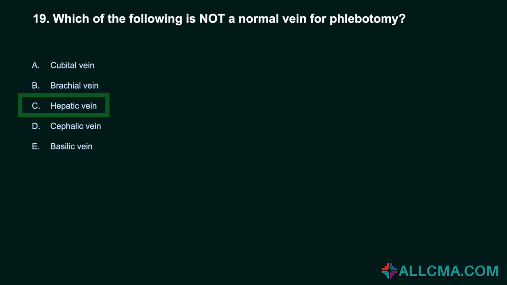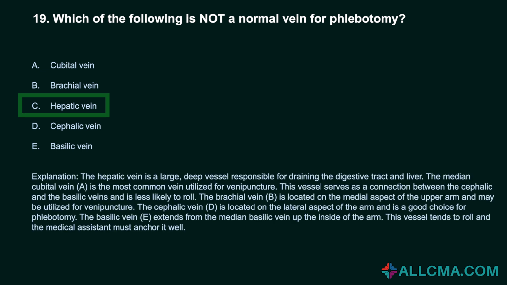Hepatic vein. The hepatic vein is a large, deep vessel responsible for draining the digestive tract and liver. The median cubital vein, A, is the most common vein utilized for venipuncture. This vessel serves as a connection between the cephalic and the basilic veins and is less likely to roll. The brachial vein, B, is located on the medial aspect of the upper arm and may be utilized for venipuncture.